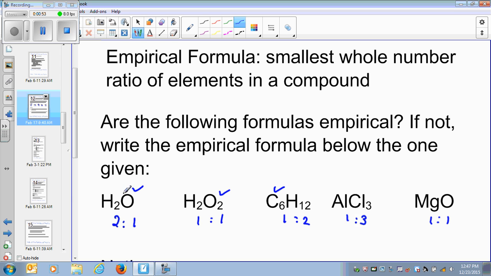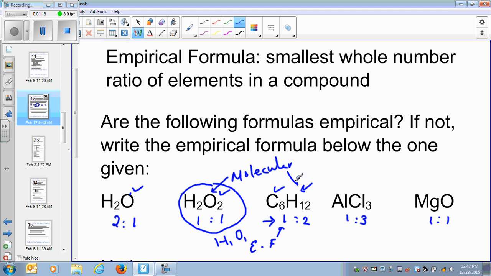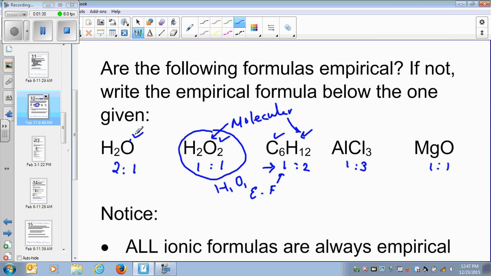So those that are already in the simplest ratio are in empirical formula. The one that I can simplify is the molecular formula, that tells you the actual ratio. If I simplify it, it will be H1O1, and this will be the empirical formula. The molecular formula is the one that shows the actual number of atoms. So empirical formula is the smallest whole number ratio of the elements in a compound. Those that I cannot simplify, their empirical and molecular formulas are the same.